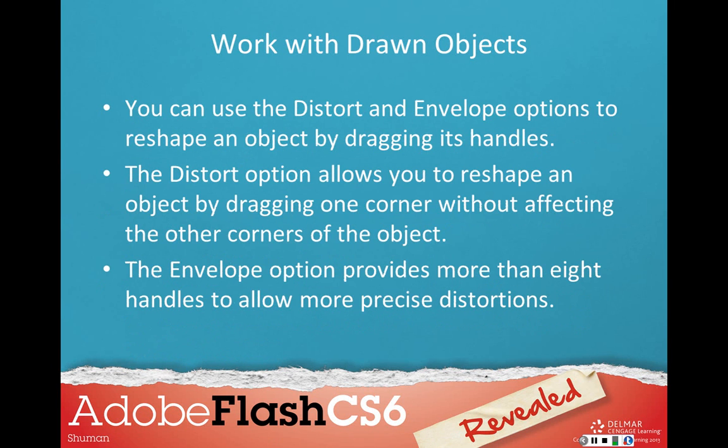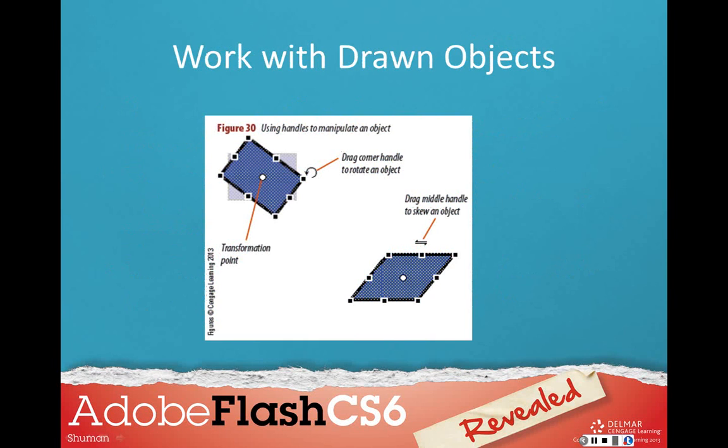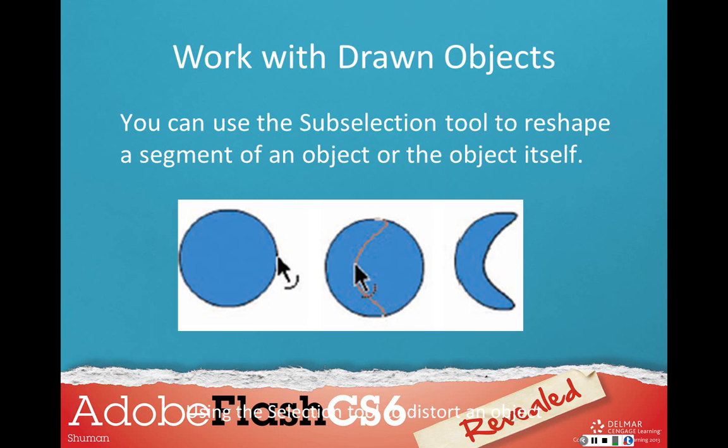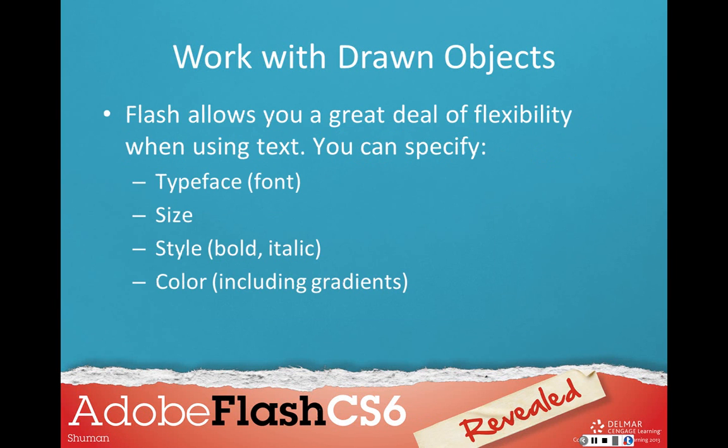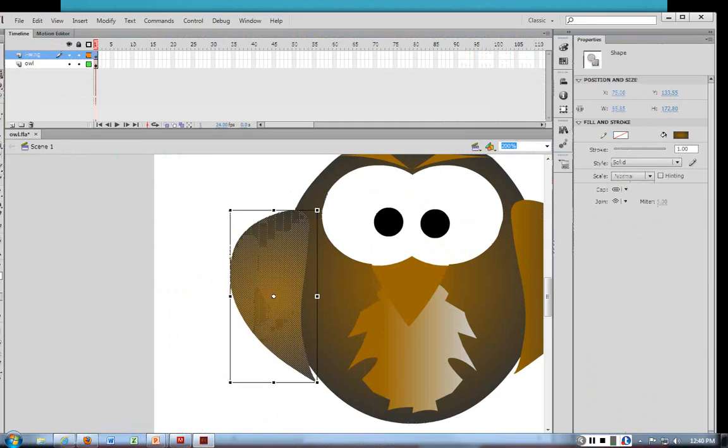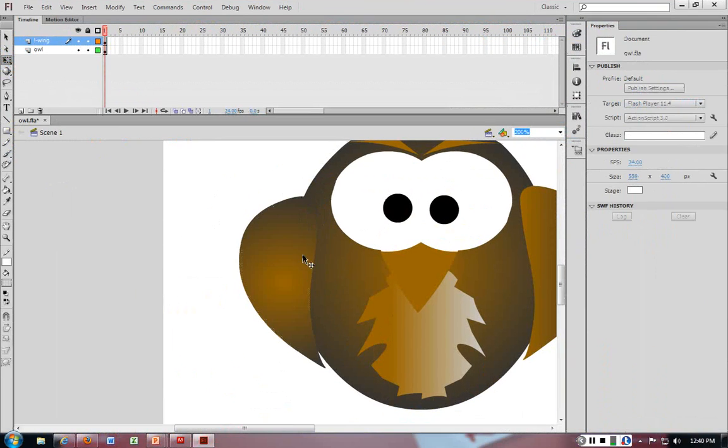You can use envelope options, reshape. You can use distort. So the particular chapter does cover how to skew, how to rotate, even how to flip an object. You can sub-select. You can reshape an object, which we've generally been doing. So then Flash also allows a great deal of flexibility when using text. So I'm going to continue on this.